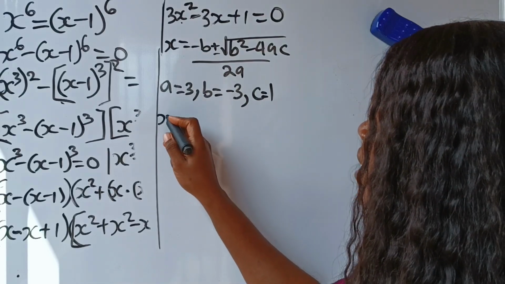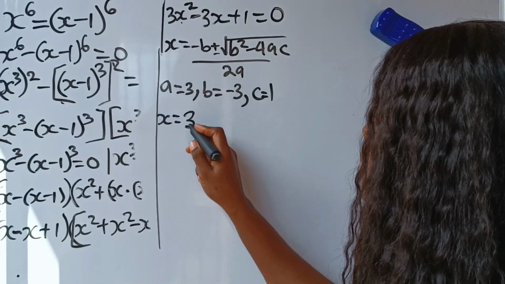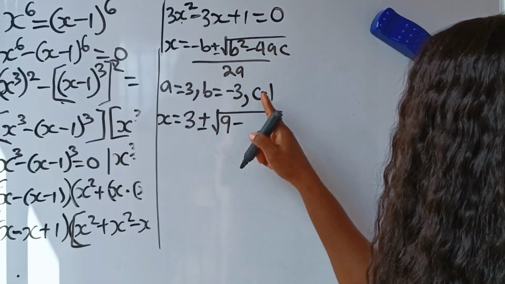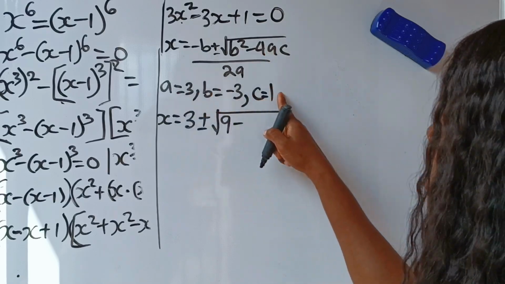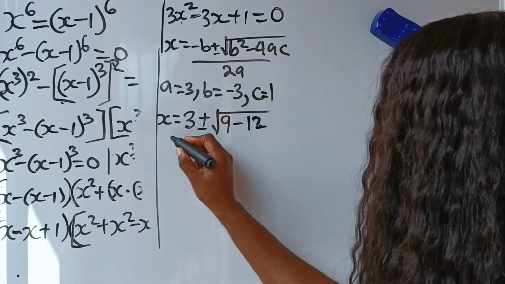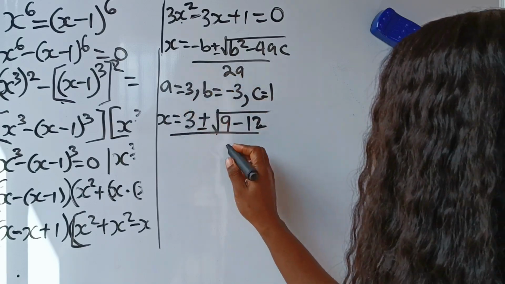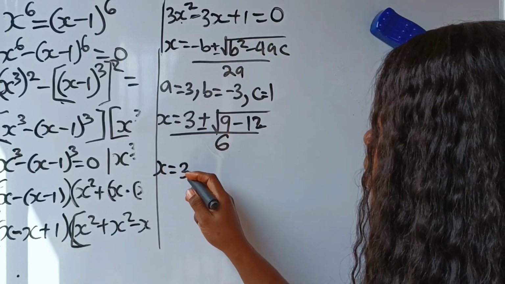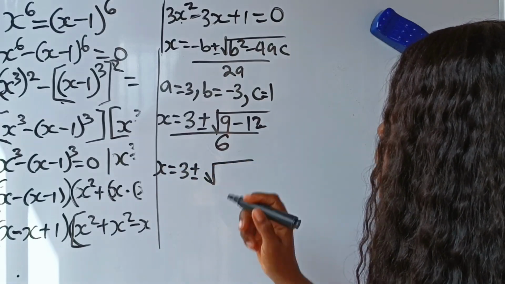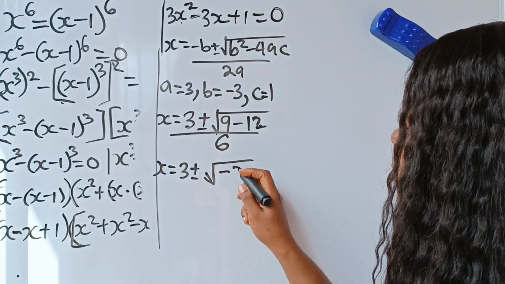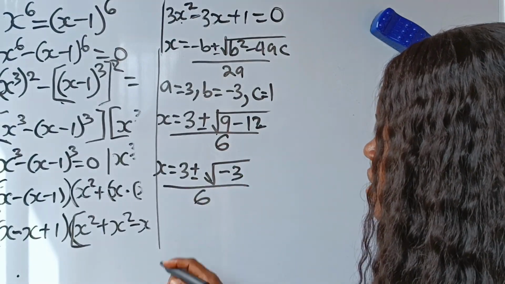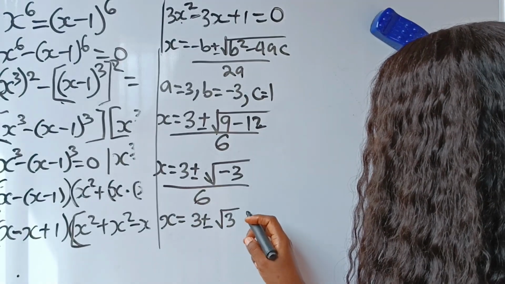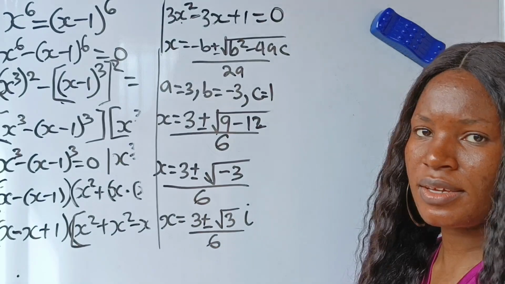So we are going to substitute that x is equal to minus minus 3, which gives us plus 3, plus or minus square root of what? Minus 3 squared, which is 9, minus 4ac, that is 4 times 3 times 1, which is 12, divided by 2a, that is 2 times 3, which is 6. So we have that x is equal to 3 plus or minus the square root of 9 minus 12, which gives us minus 3, divided by 6. So our x is equal to 3 plus or minus square root of 3i divided by 6.